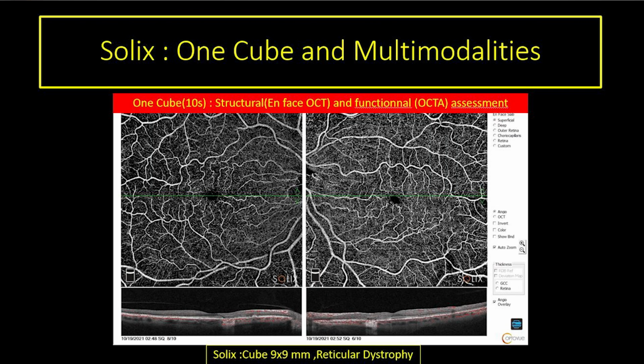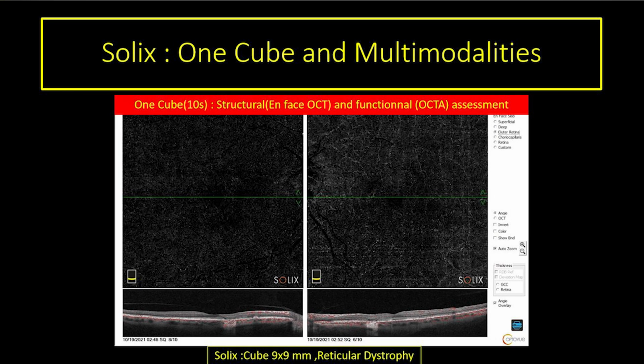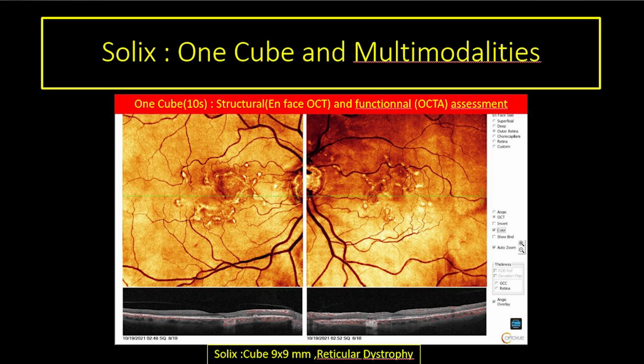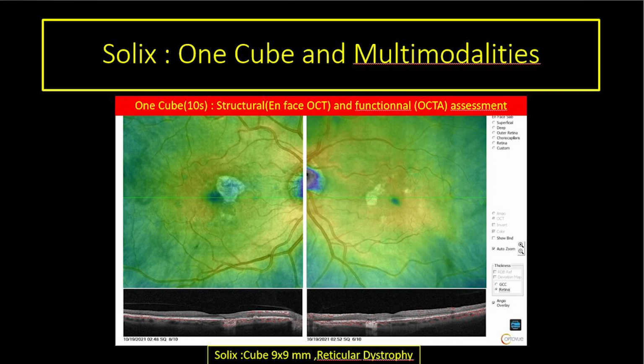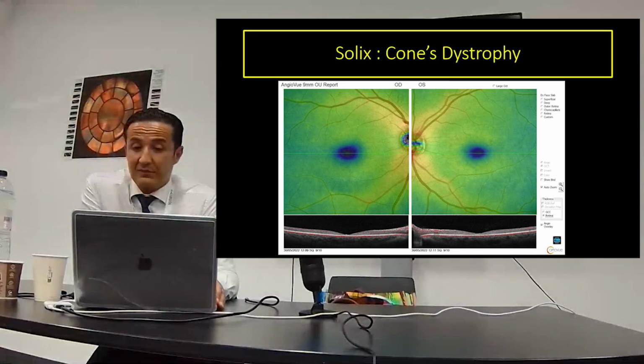And look, with one cube, you have several multimodalities. OCTA of 9x9, the deep plexus, outer nuclear layer, okay, no signal, choriocapillaris, very small disturbance due to the atrophy. And look here with the en-face OCT, you confirm the presence of reticular dystrophy. And the en-face OCT, we can see the area of atrophy with the same cube, and also the whole retinal thickness, and you can make your diagnosis with just one cube in few seconds.